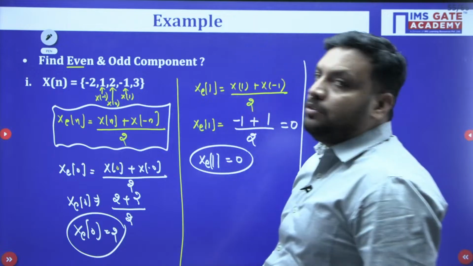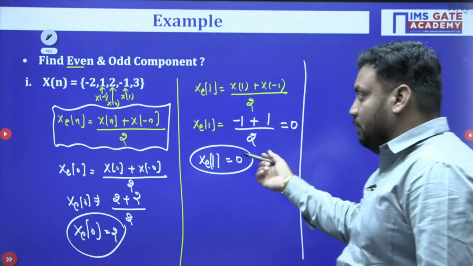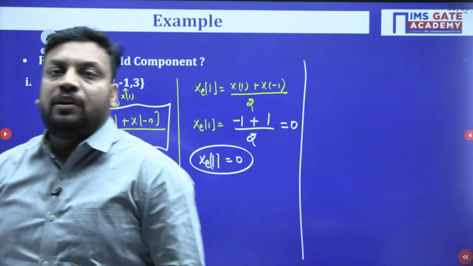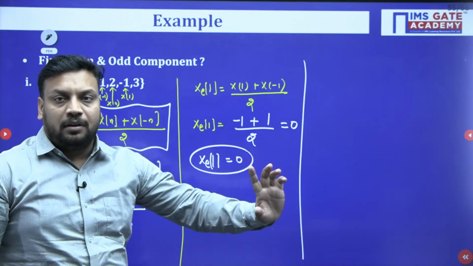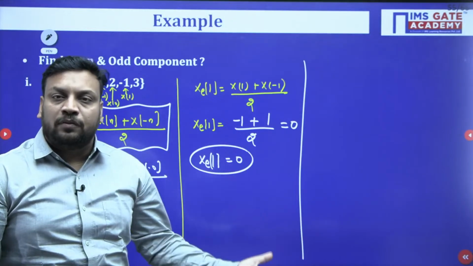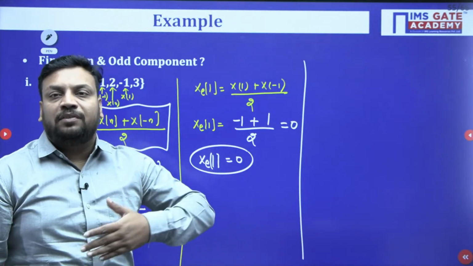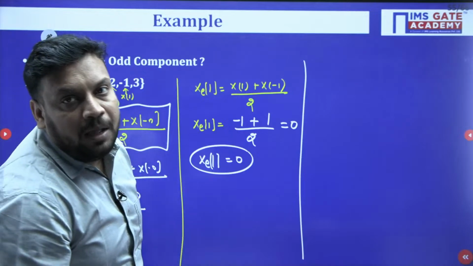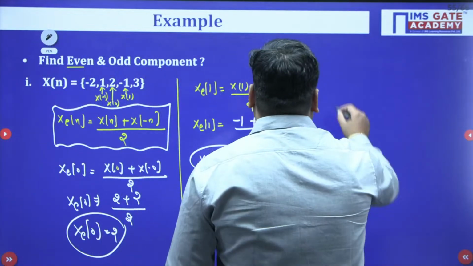Now as far as the even component is concerned, we are only looking at the right hand side part, meaning x even part of 0, x even part of 1, x even part of 2, because whatever is on the left hand side will just be the mirror image. Shabash, you are absolutely correct.